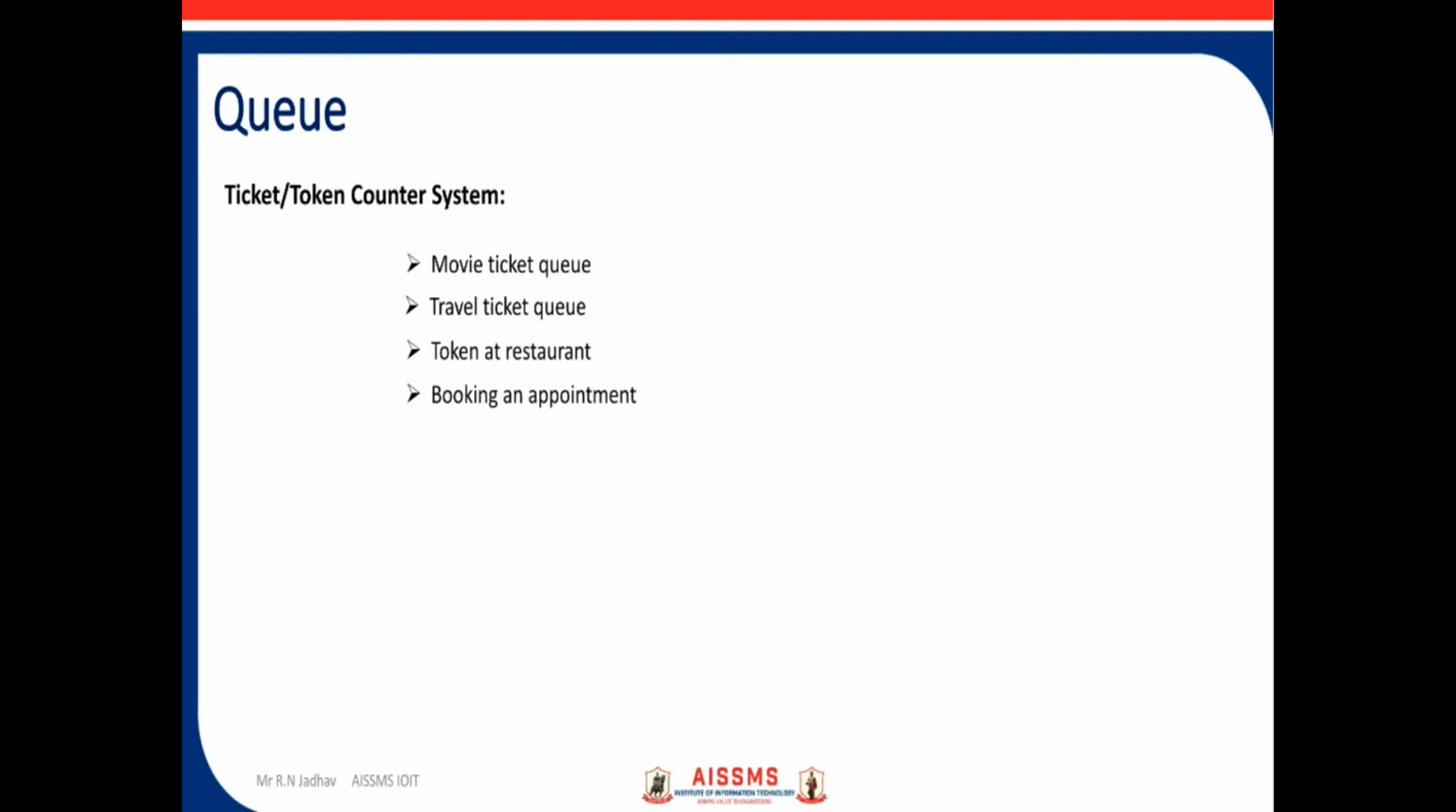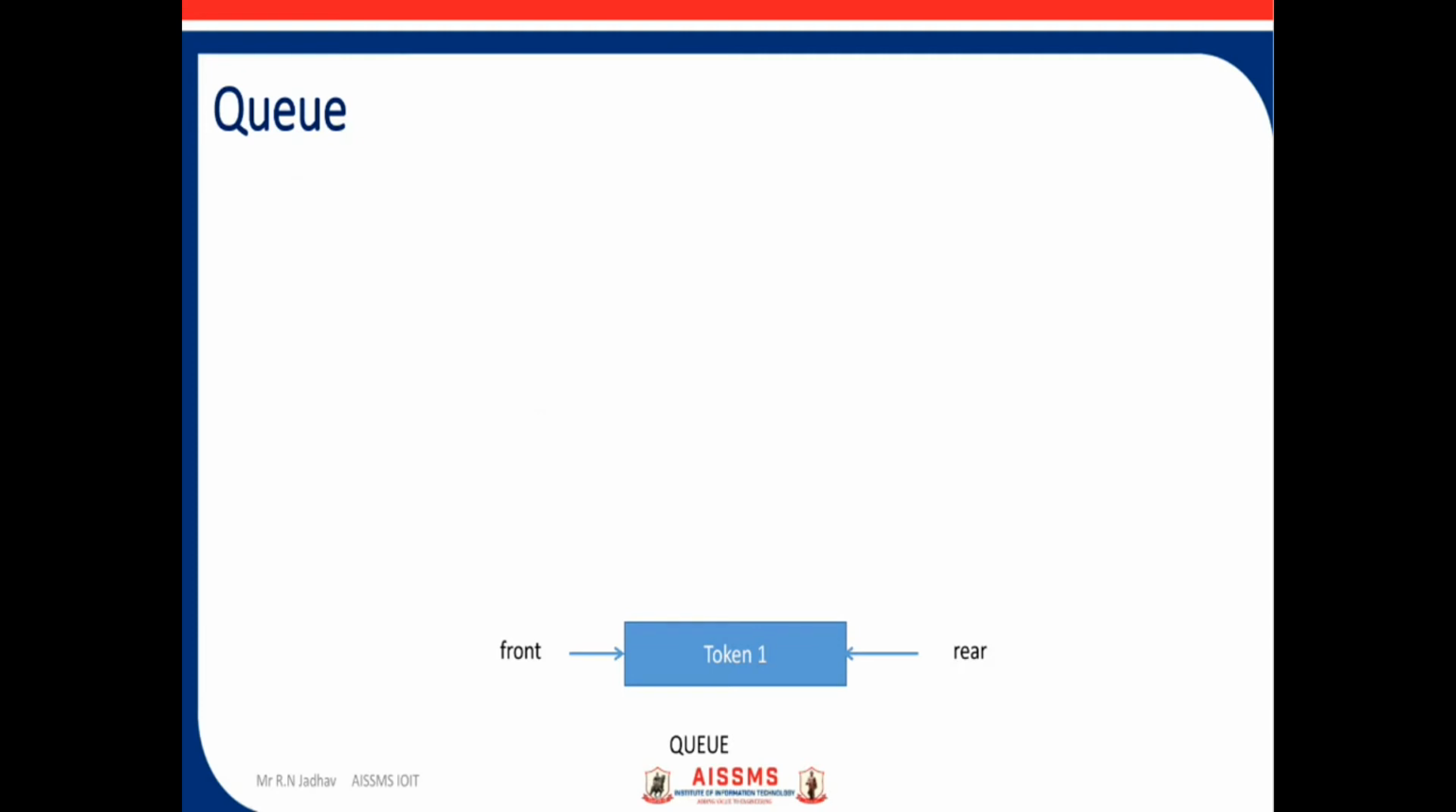Next data structure is a queue. Now we all have been a part of some queue in our life. Now it may be a queue at movie ticket, queue at travel ticket booking, or queue to take a token at restaurant or booking an appointment. Now in queue, all these tokens are arranged in a sequence. So whenever next token is issued, it will be added at the end of a queue.